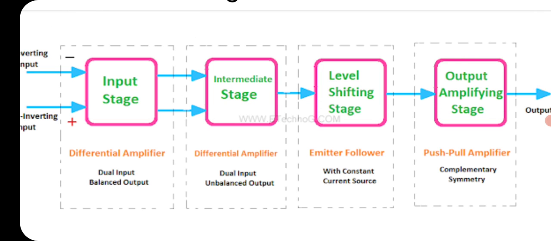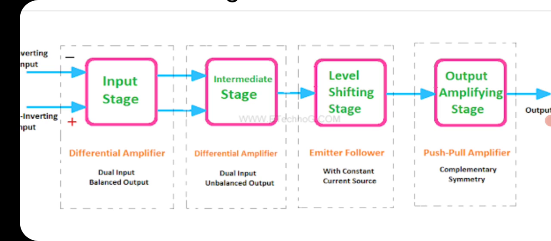Another important thing is that the overall gain requirement of the op-amp is very high. Our previous stage, that is the input stage alone, cannot provide such high voltage gain. Hence, the intermediate stage's function is to provide the additional voltage gain required by the op-amp. So to increase the voltage gain, we require this intermediate stage.